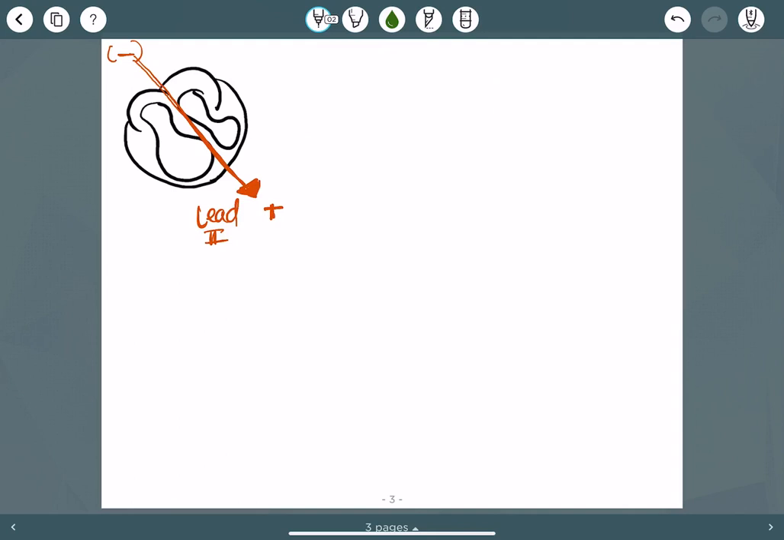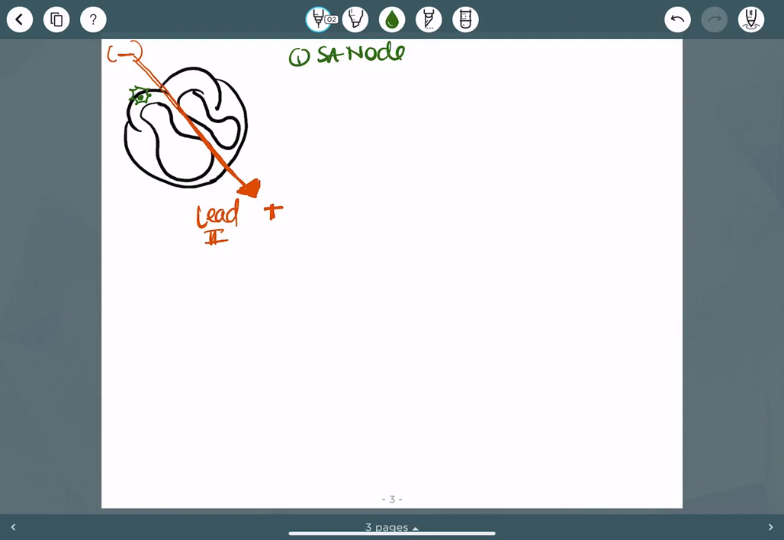Okay, so looking at lead 2, let's talk about what happens in the heart. The very first thing, if we're going to have an electrical moment in the heart, it has to be driven by the pacemaker. And the pacemaker is the SA node. So the SA node is here.